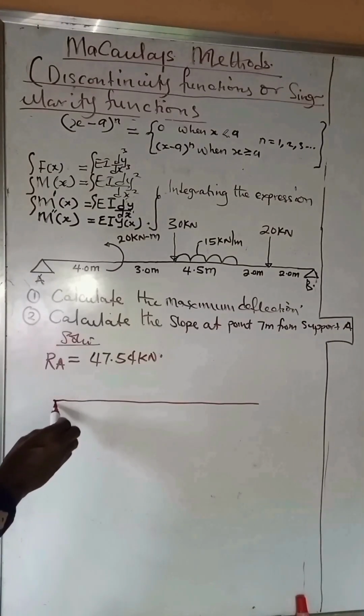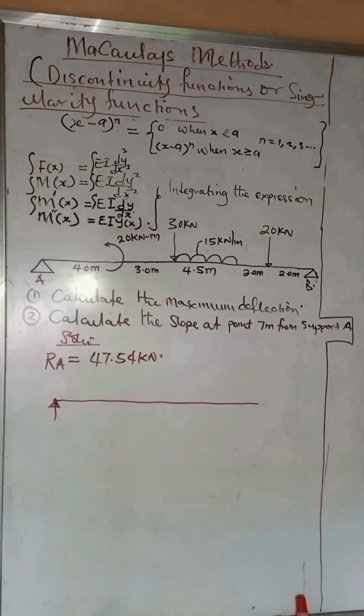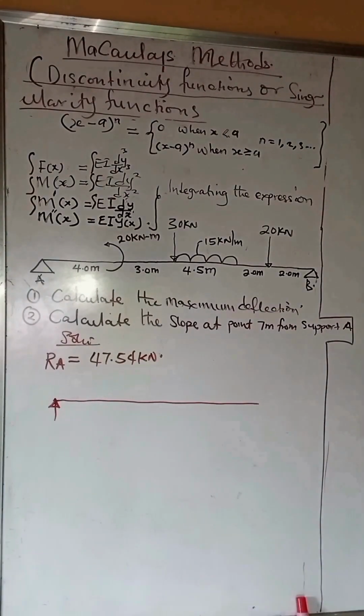Is for us to take the moment expression. Now, in Macaulay's method, the moment expression is taken for the last load zone. For those of us who are just watching and don't understand how to take moment expression, please visit the video we did on this particular beam, so you can know how to pick moment expression. Moment expressions are taken from load zone to load zone.